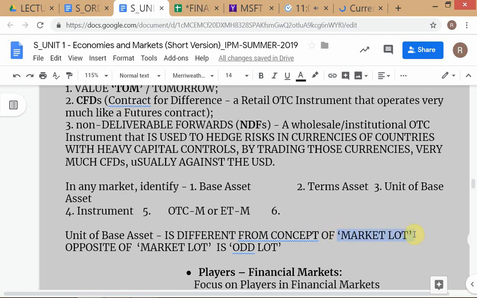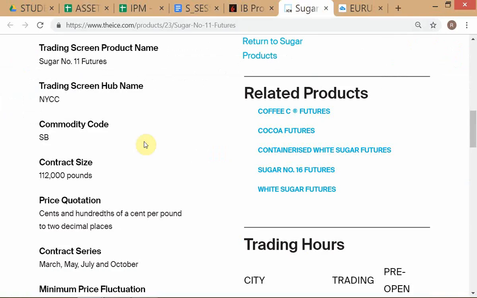So you should also identify what is the market lot. When you do that kind of investigation for the sugar contract listed on the ICE, you find that the market lot is, what have they said here? 112,000 pounds. Which means you have to always trade in integer multiples of the market lot. Is everyone clear so far? Any confusion? Anybody feeling lost in the way that we are progressing?